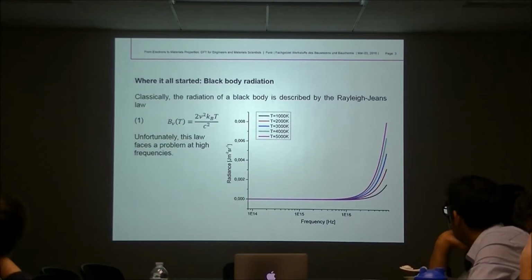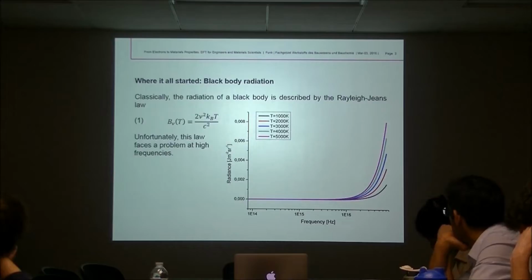This is the intensity. So what we see is that we are totally wrong when it comes to intensities. This is the so-called UV catastrophe. So obviously we are facing a problem.